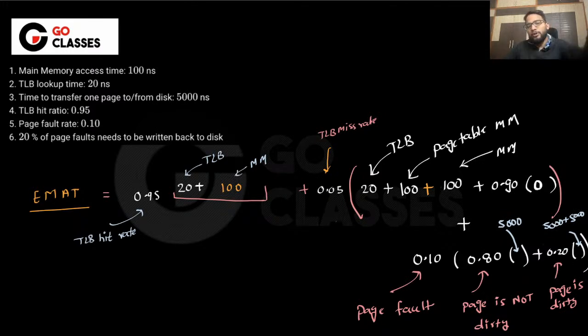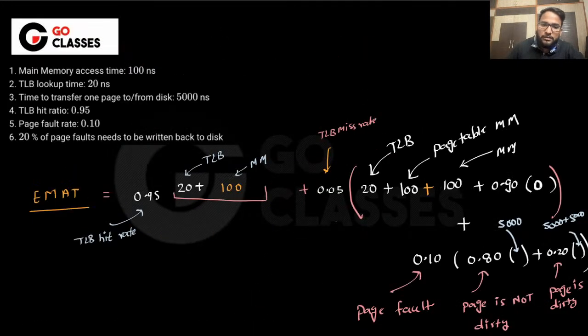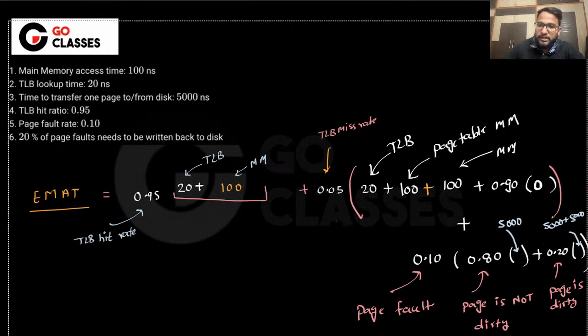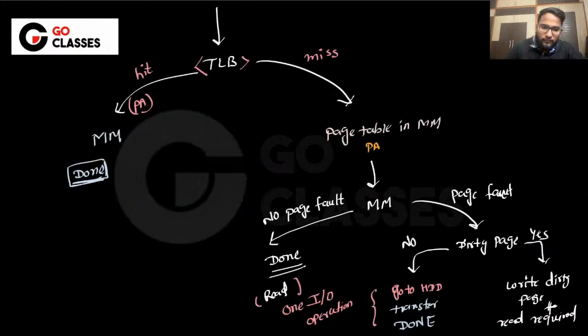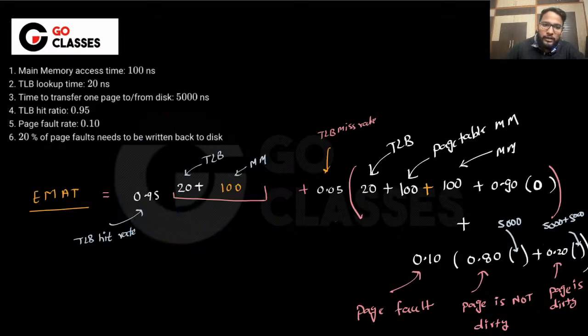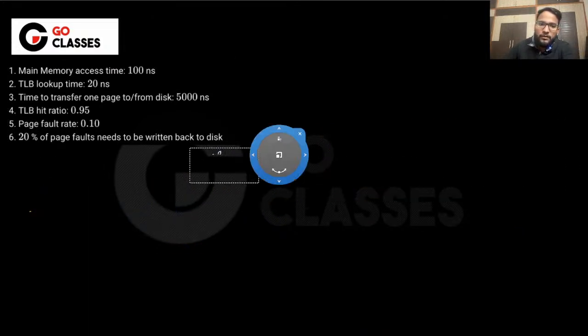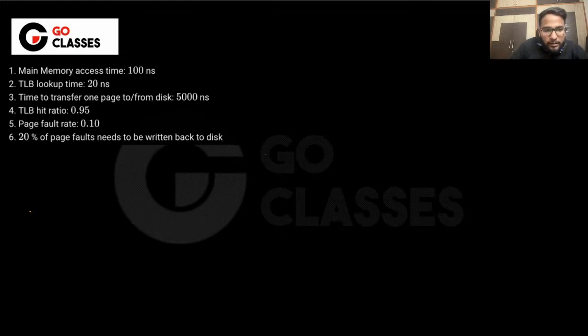I'm not sure if that is very clear, so that's why we will resolve this question one more time. Let me do it quickly this time. We want to calculate the effective memory access time, right? Cool. So let me write it here: effective memory access time.